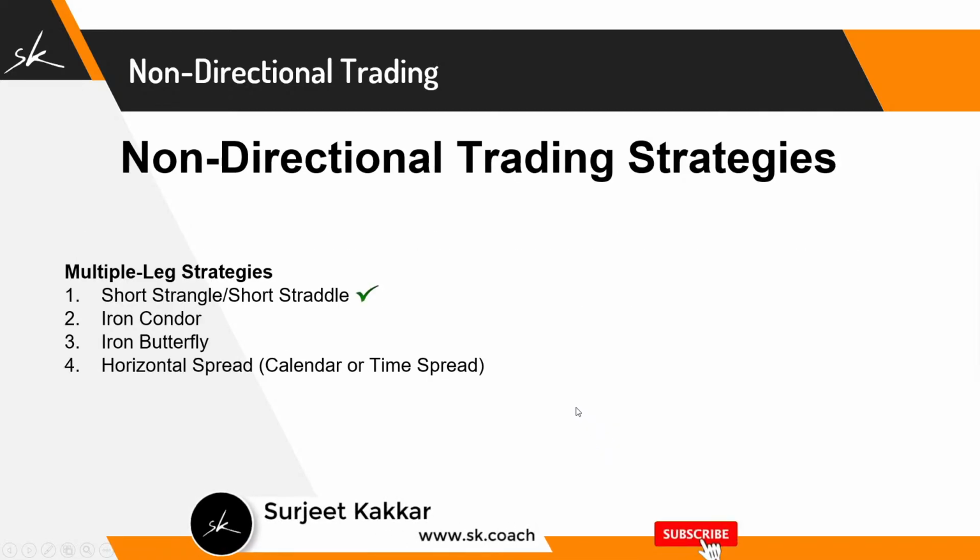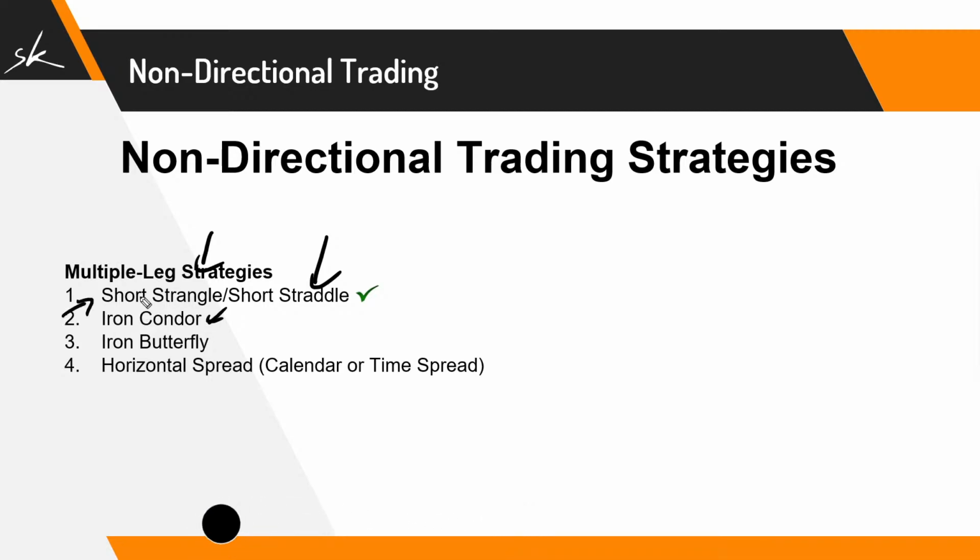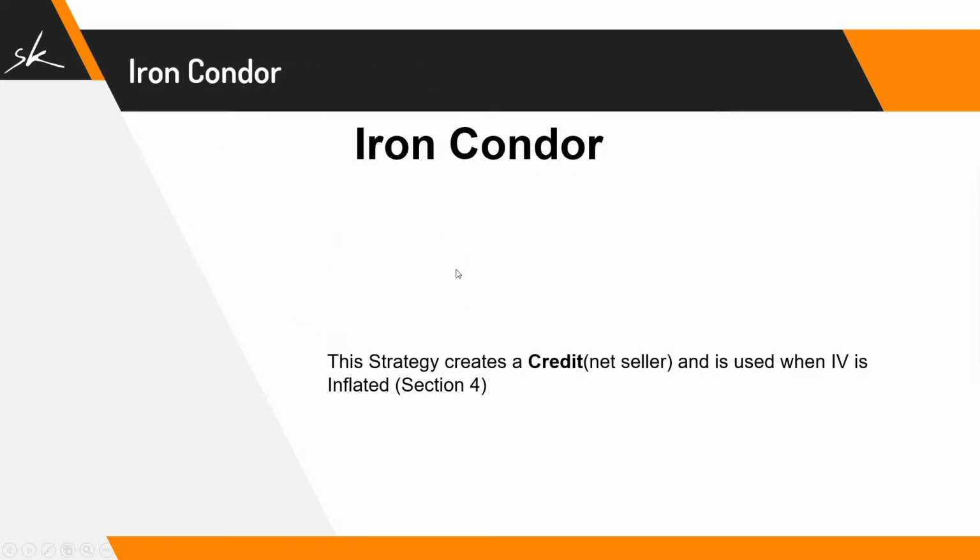So in the non-directional strategies, we started with the Short Strangle. We also covered Short Straddle. Like I said, today we will be covering Iron Condor, which is a modified version of Short Strangle. And in the next lesson, we'll be getting into Iron Butterfly, which will be the modified version of Short Straddle. So yes, let's get started with the Iron Condor now.